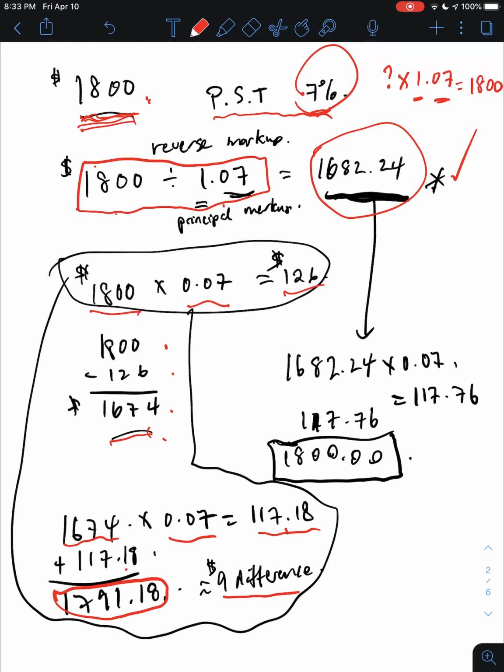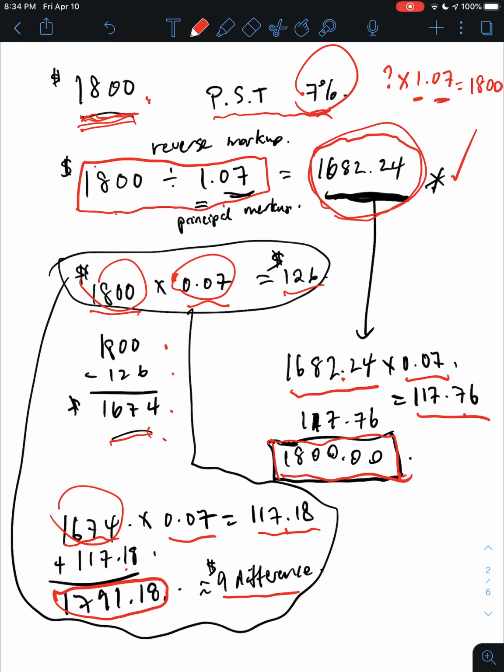The problem is that the 7% on 1,800 is more than the 7% on 1674, so you are subtracting more than you should. If you do the calculation my way, you get 1682.24. Let's see if that's right. I take 1682.24 and find 7% of that, which is 117.76. I add this tax to the principal, and I get exactly $1,800. So my way is right, everyone else's way is wrong, and you should learn this.